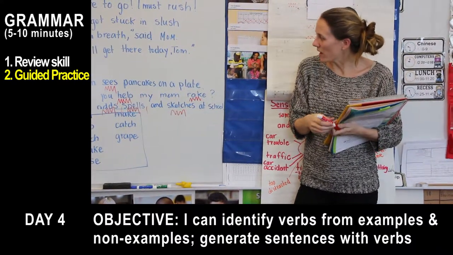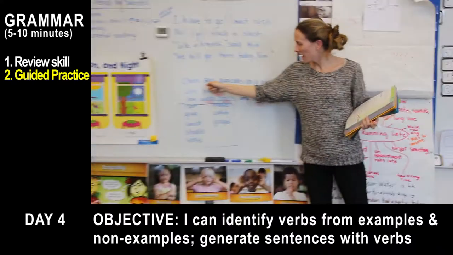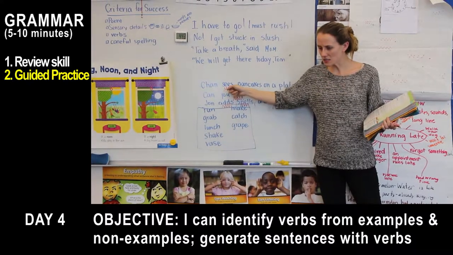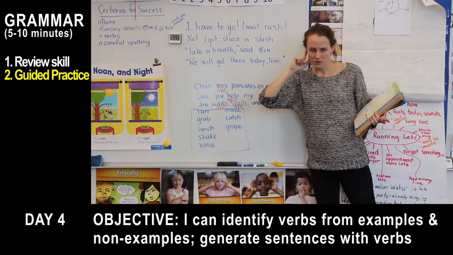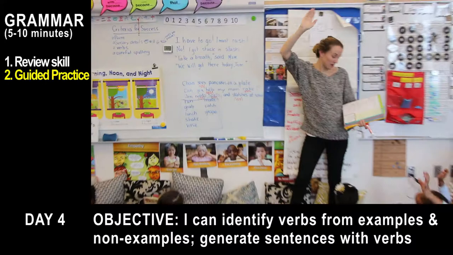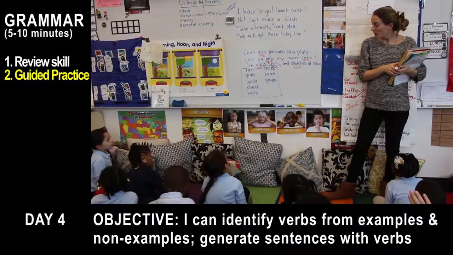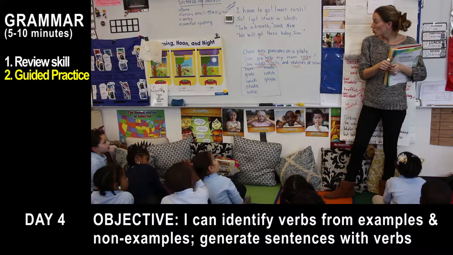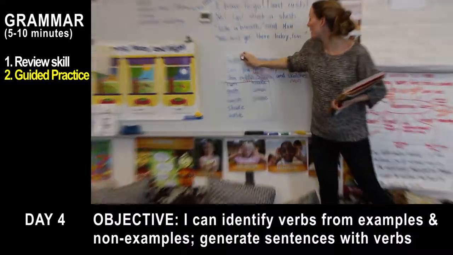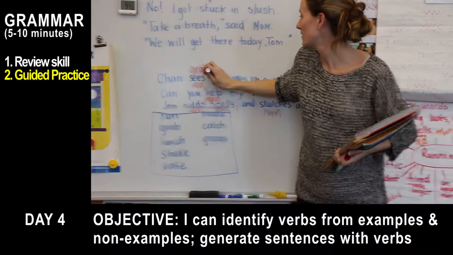Do you think that we could change this verb sees to a different verb? Yeah. Let's change it. Let's maybe make an even more interesting one. Instead of sees pancakes on a plate, Chan grabs pancakes on a plate. Ooh, Chan grabs pancakes on a plate.